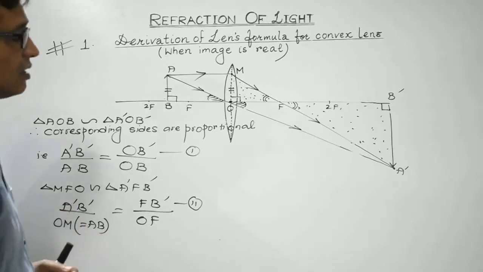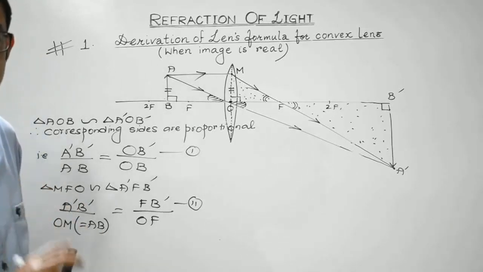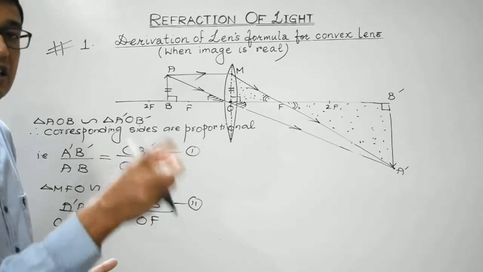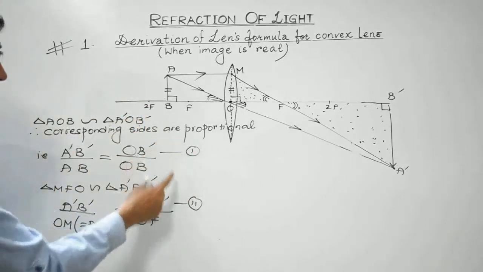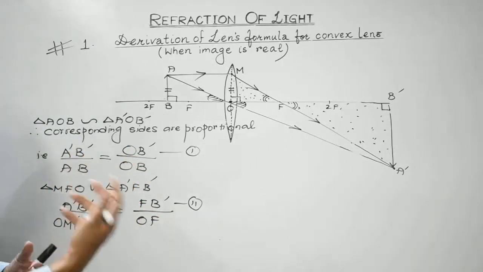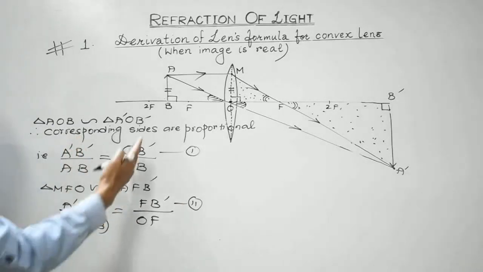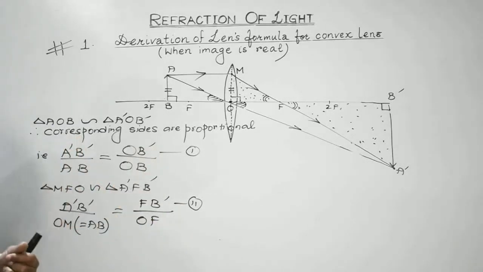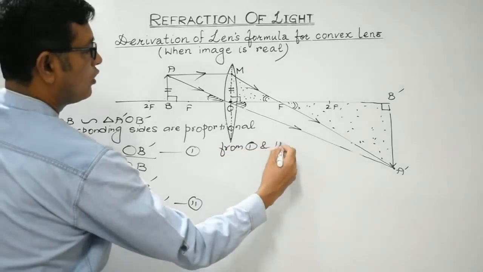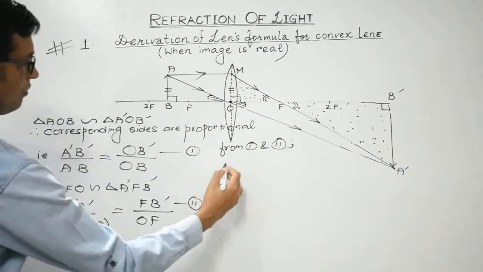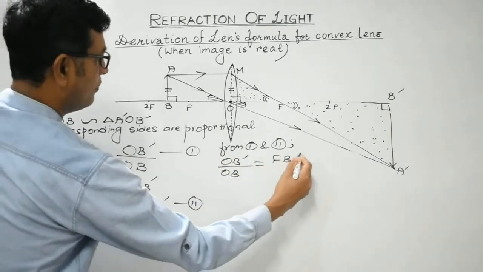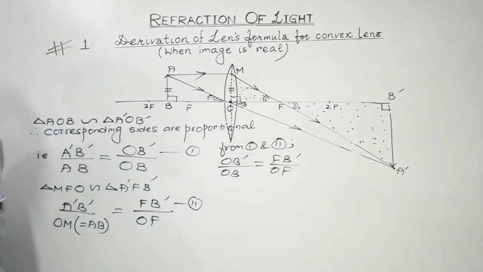So again I repeat, consider two pairs of triangles, they must be similar, prove that they are similar, and then the corresponding sides are proportional. So you will be able to obtain these two equations, right? And write the equation in such a manner that the left hand sides are equal, so that we can equate the right hand sides. So from 1 and 2, we get OB dash divided by OB is equal to FB dash divided by OF, right?